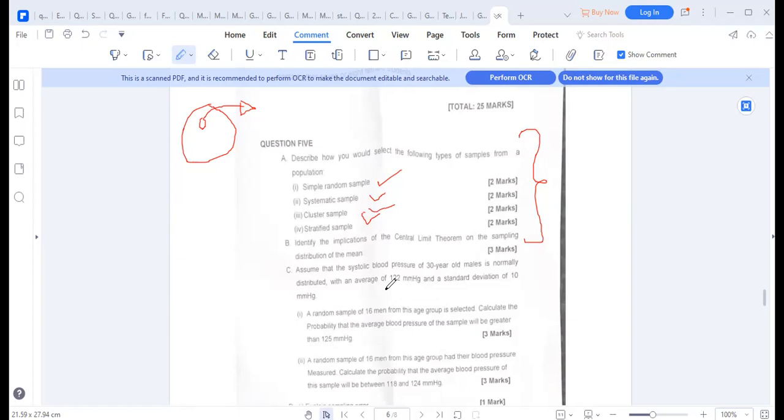What is the implication of the central limit theorem on sampling? To start with, the central limit theorem stipulates that the sampling distribution of the mean will always be normally distributed as long as we have a sample size that is large enough, regardless of the population, whether it is Poisson, normal, binomial, or another distribution. So the central limit theorem helps us identify where the mean will lie.